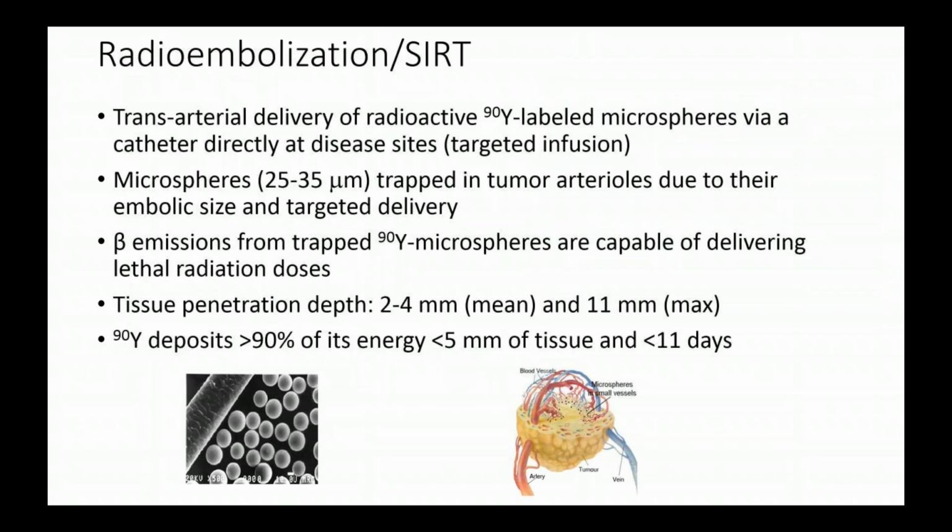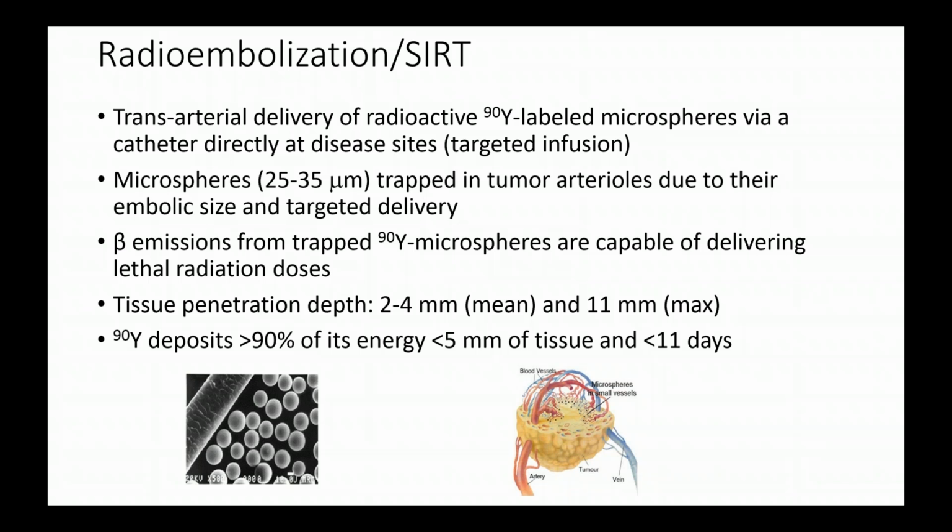So again, what is radioembolization? What is selective internal radiation therapy? It's radioactive microspheres that, depending on which device, are between 25 and 35 microns in size. So you can see the human hair on the left side. The hair is about 100 microns. These are about 1/3 or half the size of a human hair. They're trapped in the distal arterioles, and they emit beta radiation, which damages DNA replication. Most of the energy is deposited in the first 5 millimeters.